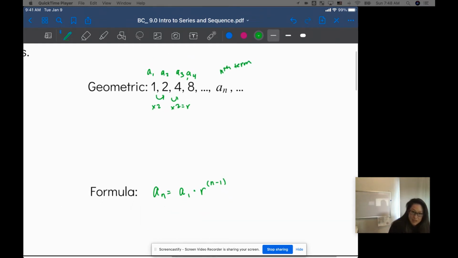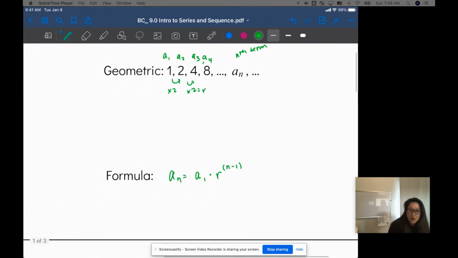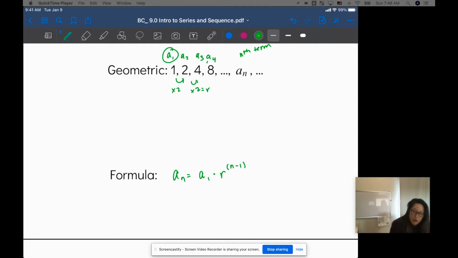So you just have to be a little careful if you're starting with a sub 0 or a sub 1. Okay, so if you're saying that your first term is n equals 1, then to account for the shift, you just have to subtract 1 in your exponent. Okay.